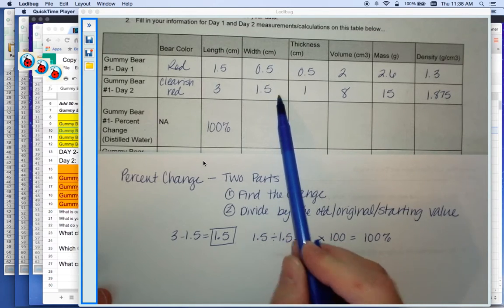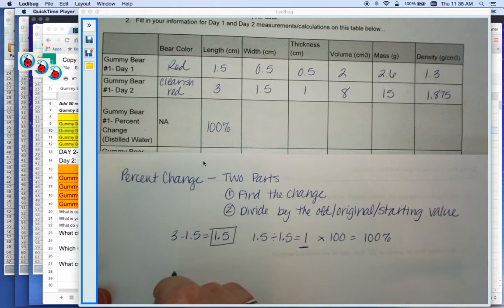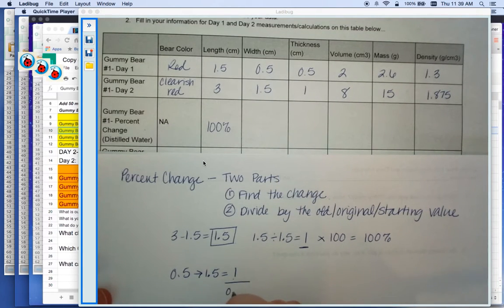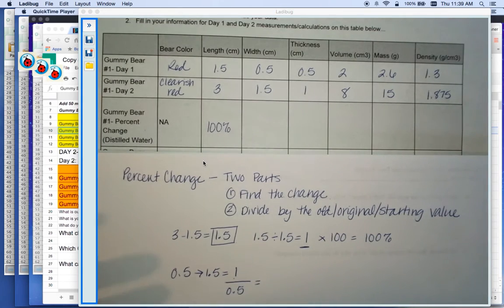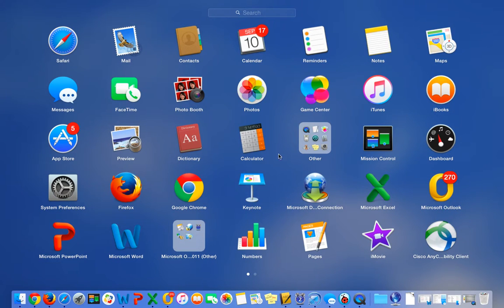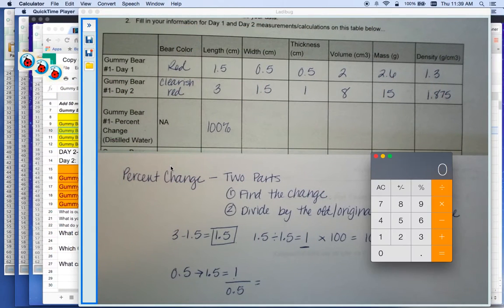So first thing I do, I find the change. 0.5 to 1.5 is a change of 1. I'm going to take this number divided by the original value, which is 0.5. 1 divided by 0.5. There we go. Please do use your calculators. 1 divided by 0.5 is 2.